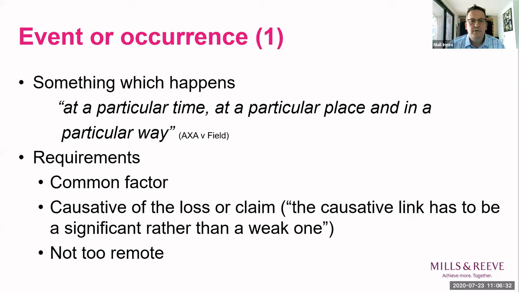For event or occurrence clauses, they tend to be more restrictively applied than those dealing with the same originating event. And as you can see in that case of accident field, what's described as something which happens at a particular time, at a particular place, and in a particular way. And what's necessary is something identifiable which is causative of the loss, but not necessarily something which is the proximate cause of that loss. It's less prescriptive than that. But it is necessary that the event is not too remote.